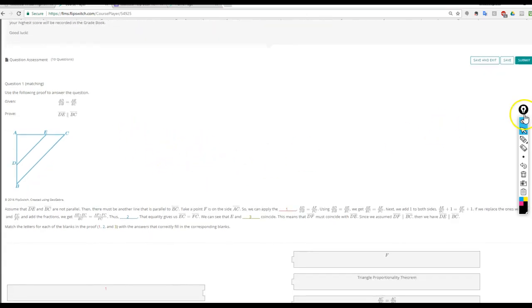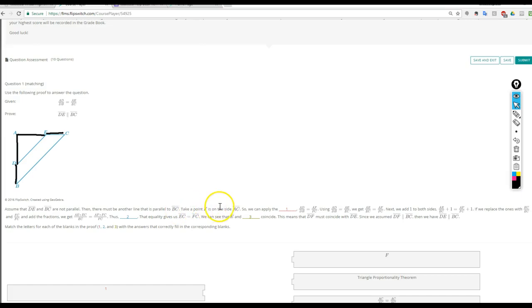Alright, so in this, they're just stating that this side length, AD, divided by this side length is going to equal the same number as AE's side length to EC's side length. So their ratios are the same, or proportion. Now we're going to assume that segment DE and segment BC are not parallel. Then there must be another line that is parallel to segment BC.